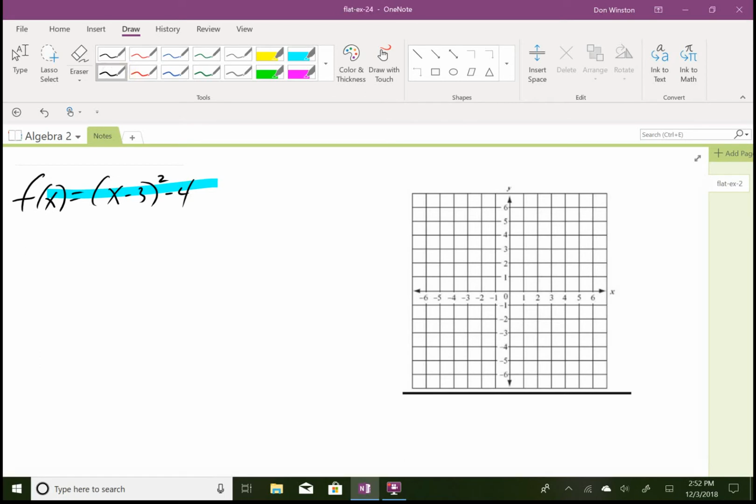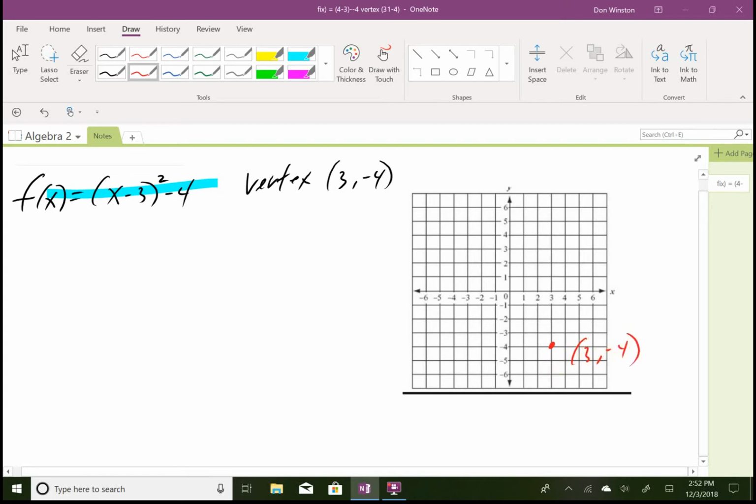Now to recall, the vertex of this quadratic will be at x is equal to 3 and y is equal to negative 4. We move 3 units to the right and 4 units down. So if I graph the vertex, that would be x is 3 and y is negative 4, so there we go. That would be my vertex here, (3, negative 4).